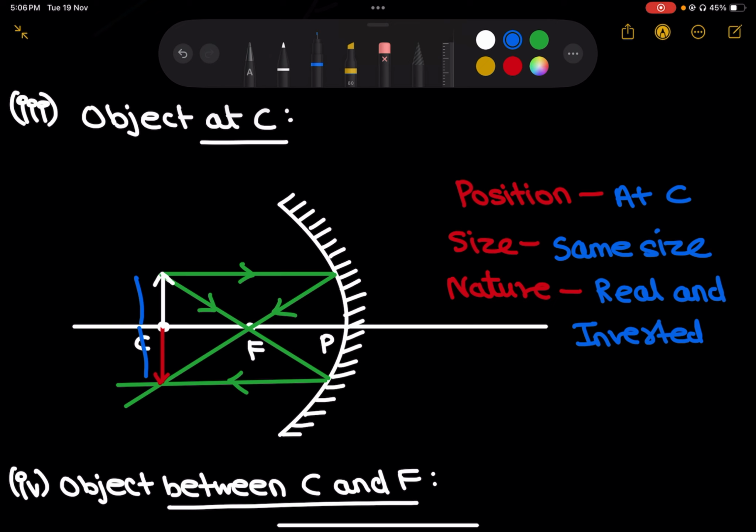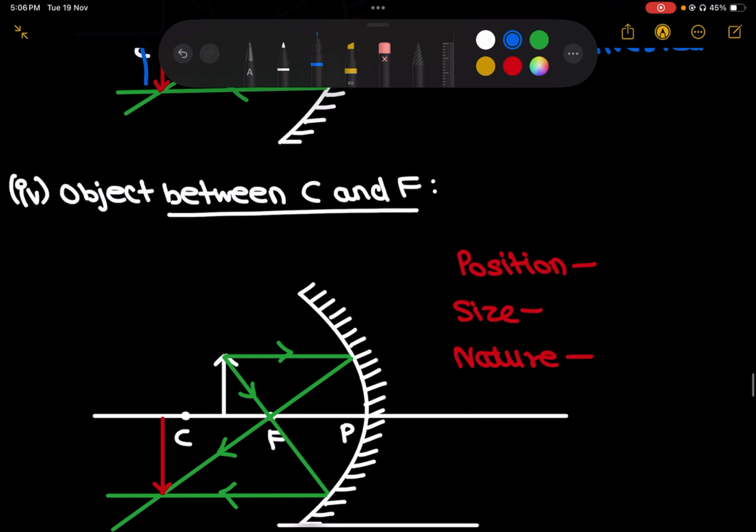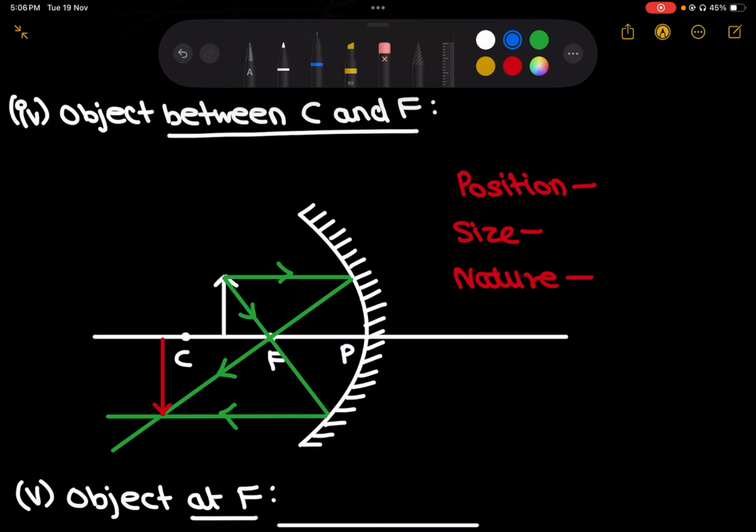Now, you understood this one? Now we'll move on to the fourth case. The fourth case is object between C and F. So we are moving it again closer to the mirror. Now the first ray we direct parallel, it goes through the focus. Through the focus, parallel to the principal axis, right? And it meets the reflected rays, they meet at this point, and this is the image formed.